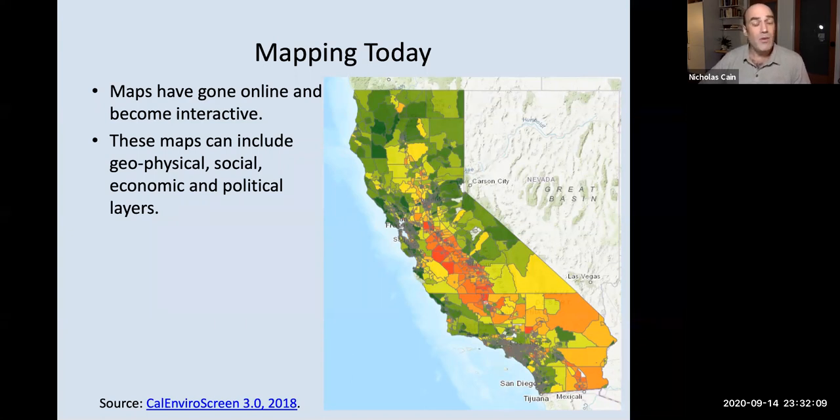Those boundaries, those polygons, also contain information on the social and ethnic and economic makeup of each census tract. So what this map is doing is uniting geophysical and geotechnical information about pollution, social information about where ethnic groups live, economic information, and then political layers. So it's got the whole kit and caboodle.